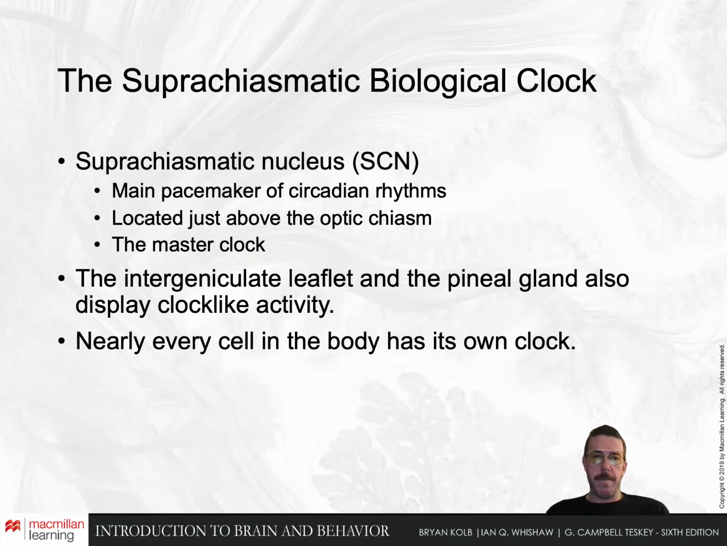This terminology of master and slave with respect to things like oscillators and computer hard drives is archaic. The intergeniculate leaflet of the suprachiasmatic nucleus, the intergeniculate nucleus and the pineal gland are two other areas of the brain that also display clock-like activity. But nearly every cell in the body has a clock. It changes its activity throughout the day. And thinking about which of these areas is the master clock that controls all the other is important.